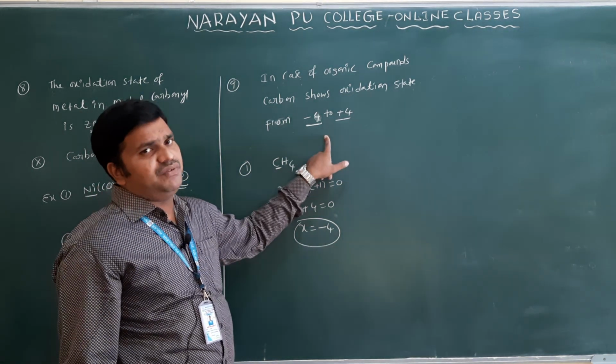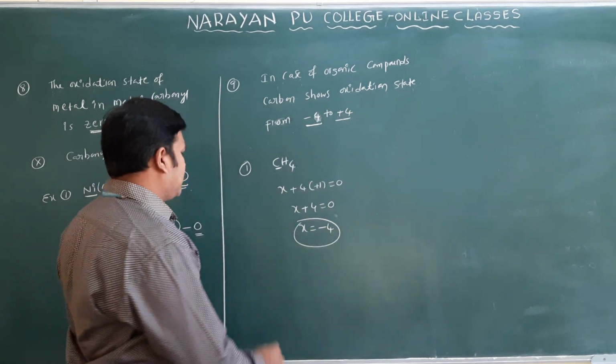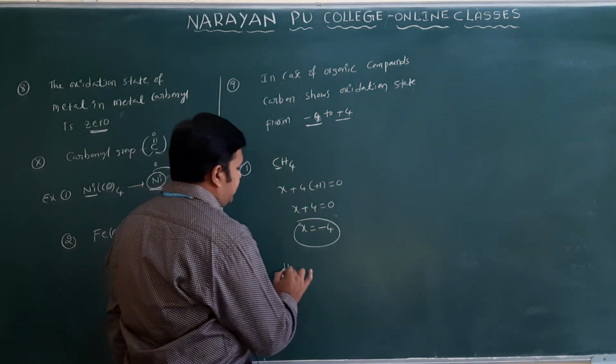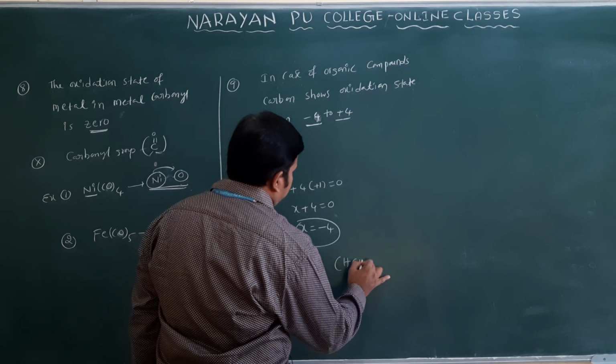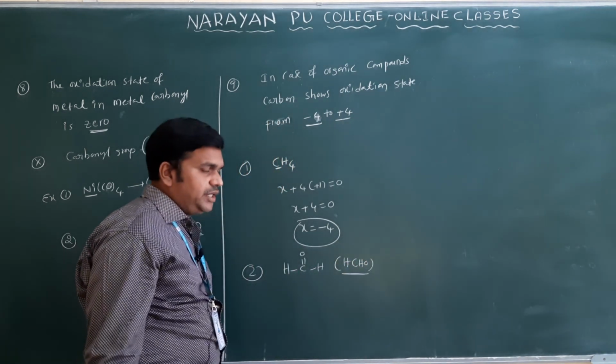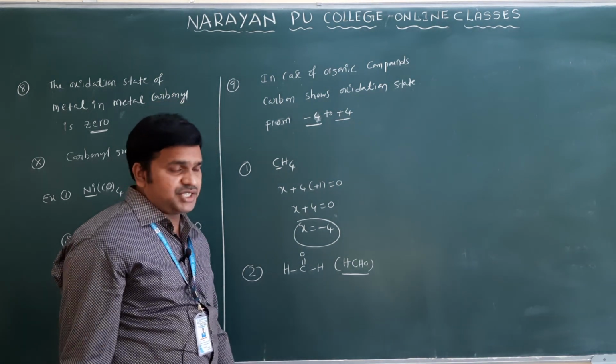That value can be between -4 to +4 or not? Yes. If we take formaldehyde, HCHO, here you can find out the oxidation state of carbon only.